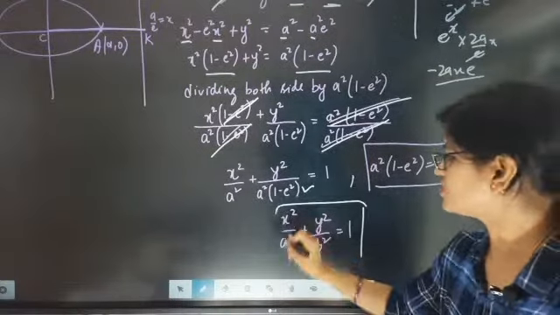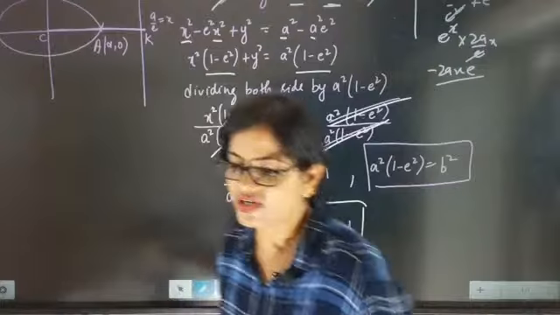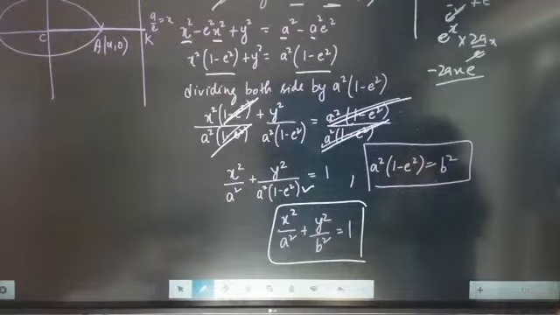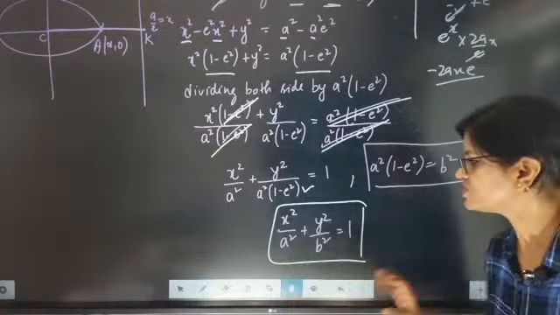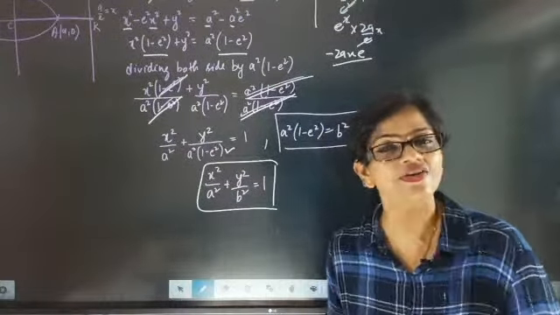We got the equation of the ellipse. I hope you have understood how to get the equation of the ellipse. Now after getting the equation of the ellipse, we have to learn how to get the eccentricity.